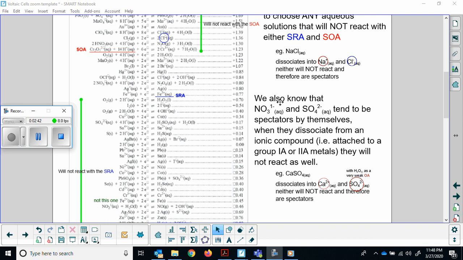Since they don't react, we can consider them as appropriate spectators for this situation. We also know that nitrates and sulfates tend to be spectators by themselves when they dissociate from an ionic compound. That is, if they are attached to group 1A or group 2A metals, they will not react as well.